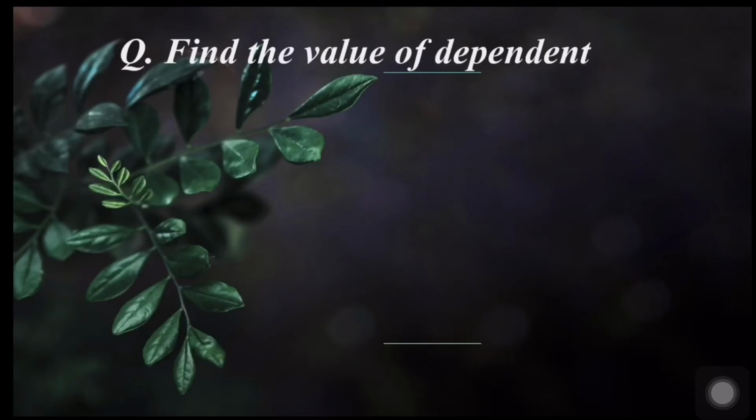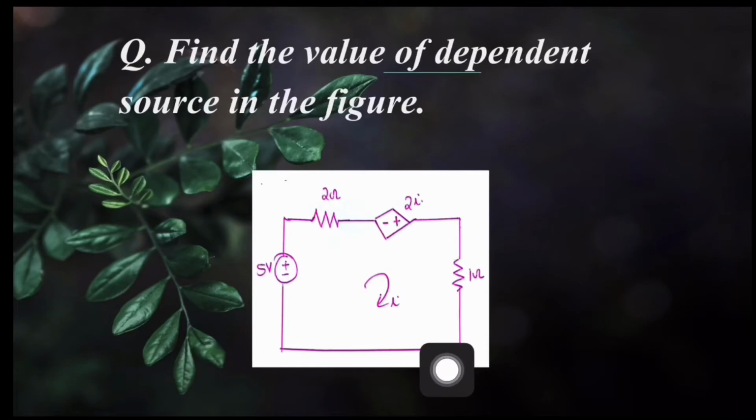Find the value of dependent source in the figure. This is the network. Now you look at this network. Can you identify all the dependent sources present in the network? How many dependent sources are there? Is this a dependent source? No, it is an independent voltage source. What about this? Is it a dependent source? Yes, of course, it is a dependent source. Do you know the type of this dependent source? It is a current controlled voltage source where the controlling variable I is defined here.